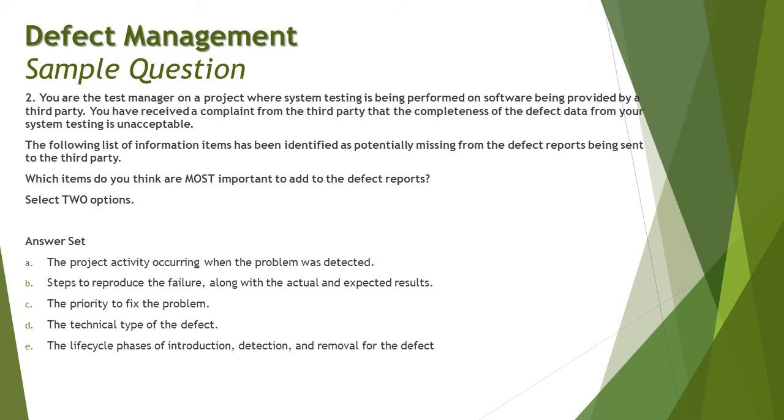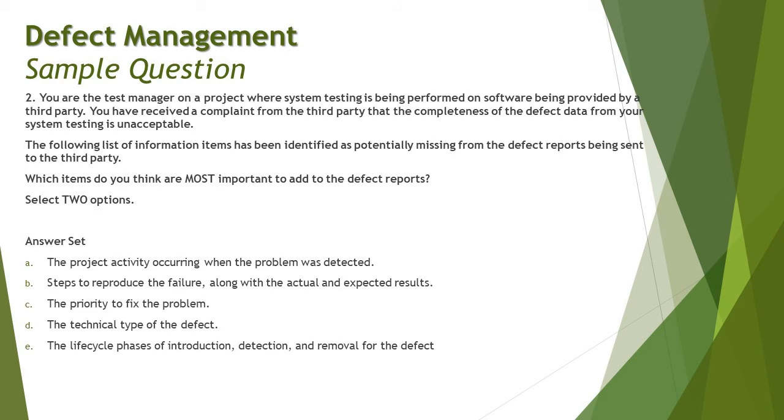Look at option B, steps to reproduce the failure along with the actual and expected result. I think this is the most important thing which anyone would need, be it a third-party organization or internal developers. These steps, along with the expected and actual results, will help them understand the defect, and the expected results will confirm that the tester understood what was exactly expected. So yes, that's one of the things.